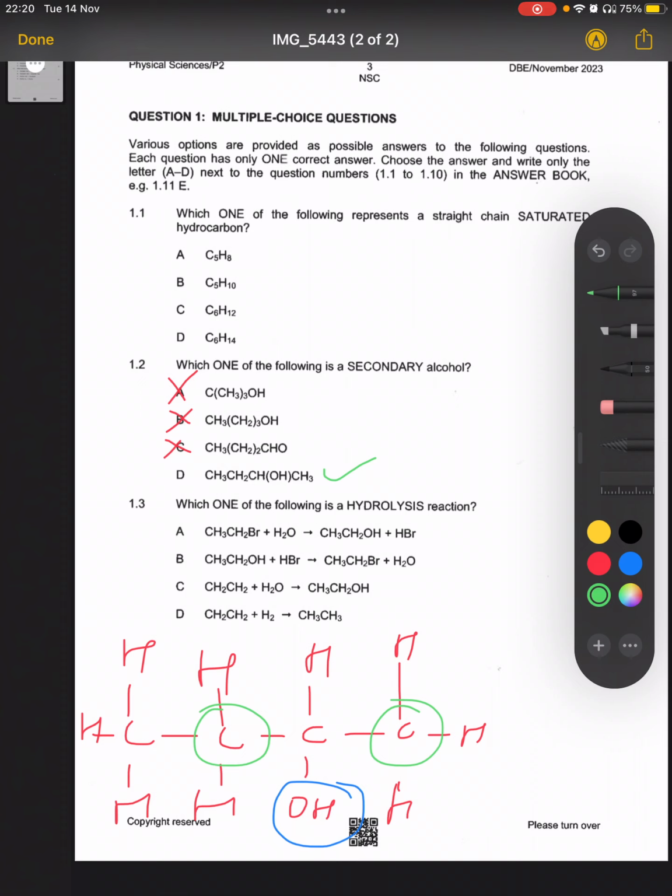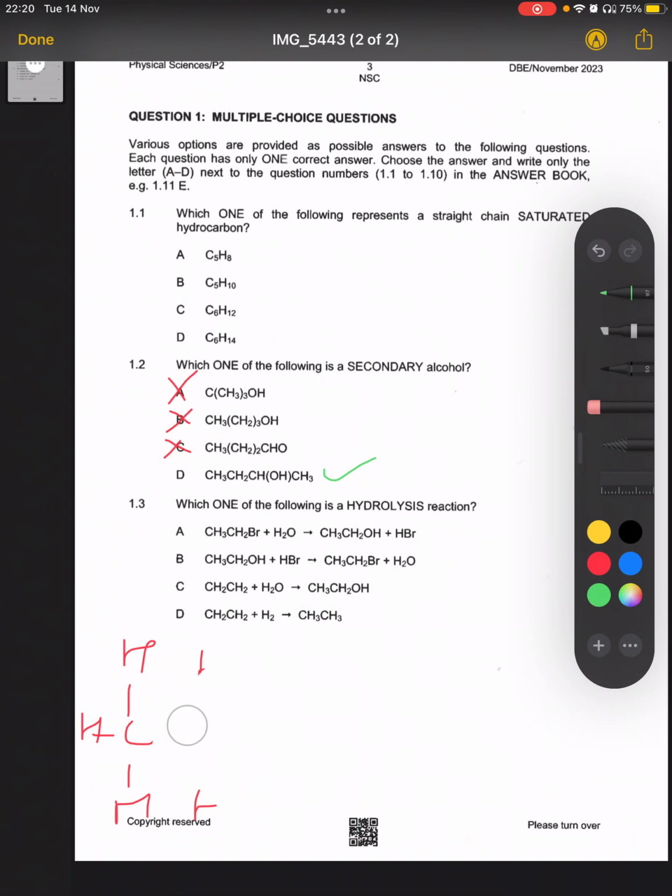And then question 1.3 takes us to the definition of what a hydrolysis reaction is. A hydrolysis reaction is a reaction of a compound with water. Now, there are two reactions with water here, which makes B and D to be already out.